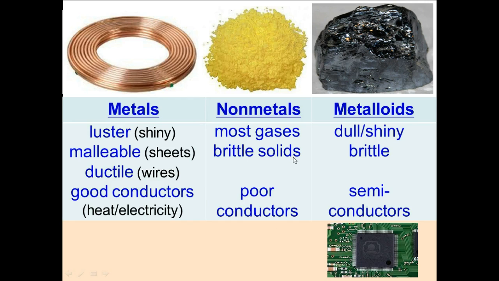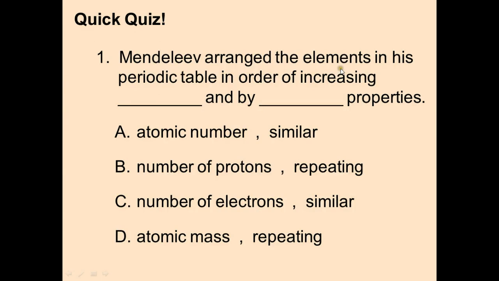One quick quiz. So here's a quick quiz to see what you learned. Mendeleev arranged his elements in his periodic table in order of increasing blank and by blank properties. So A, atomic number, and then similar. B, number of protons and repeating. C, number of electrons, similar. Or D, atomic mass, repeating.